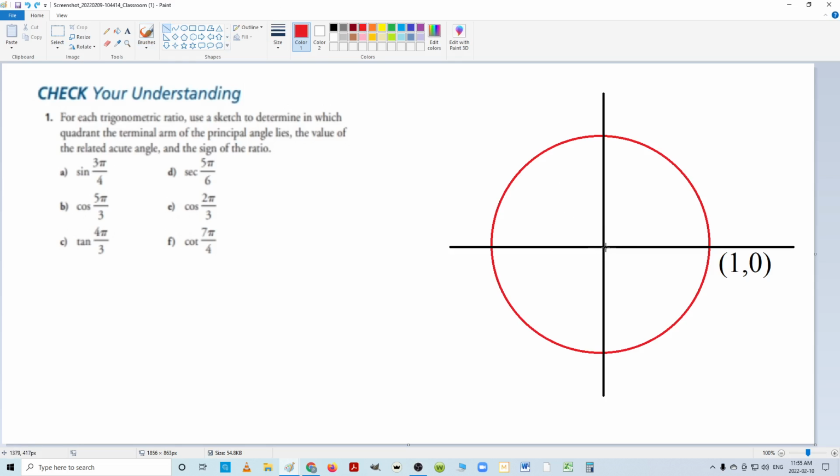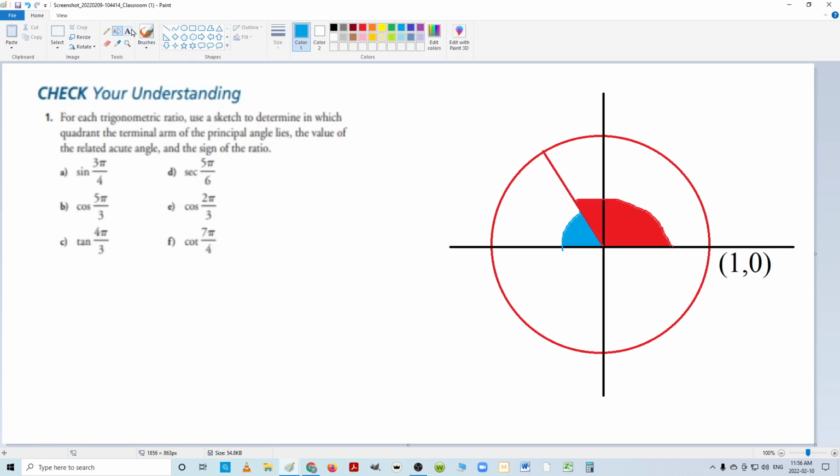So in this case, the terminal angle, the principal angle, is this. And if I call it terminal angle, just realize I mean the principal angle. But the acute angle is always the distance to the x-axis, always less than 90 degrees, is that.